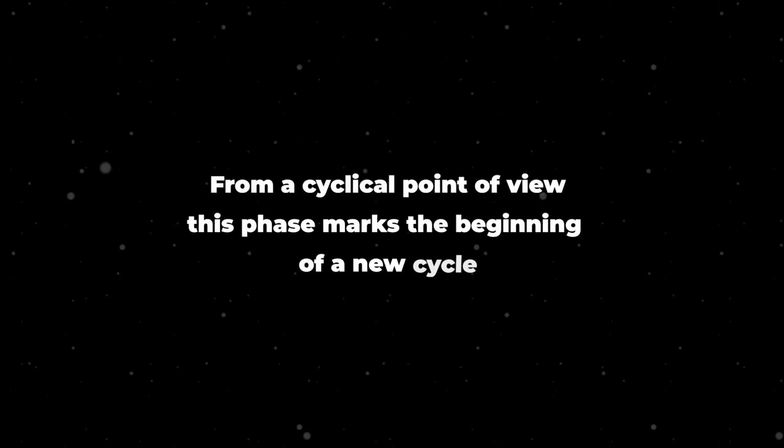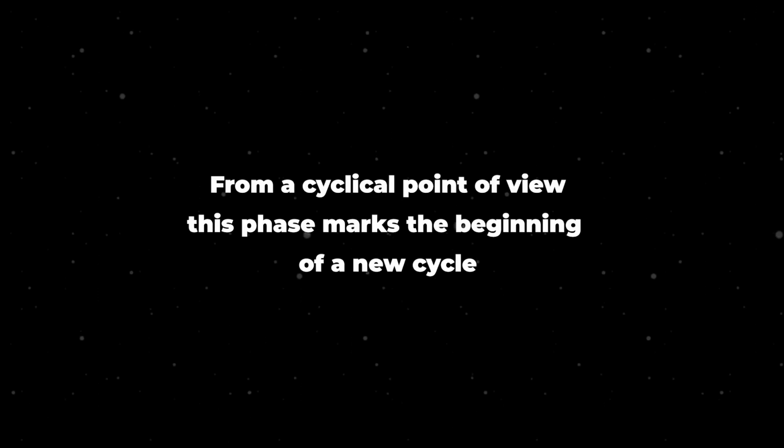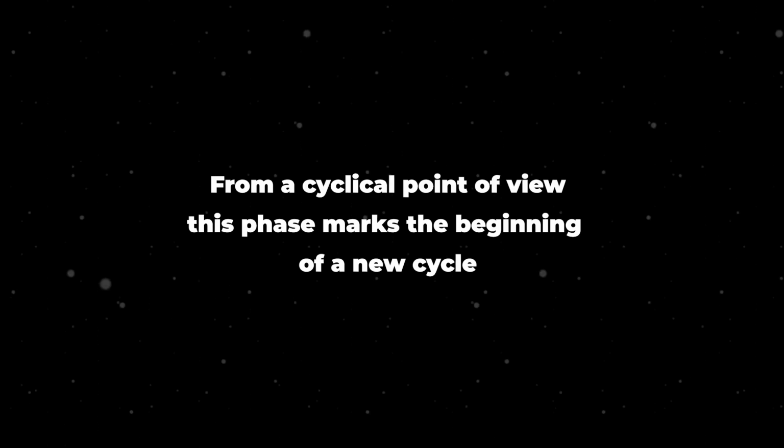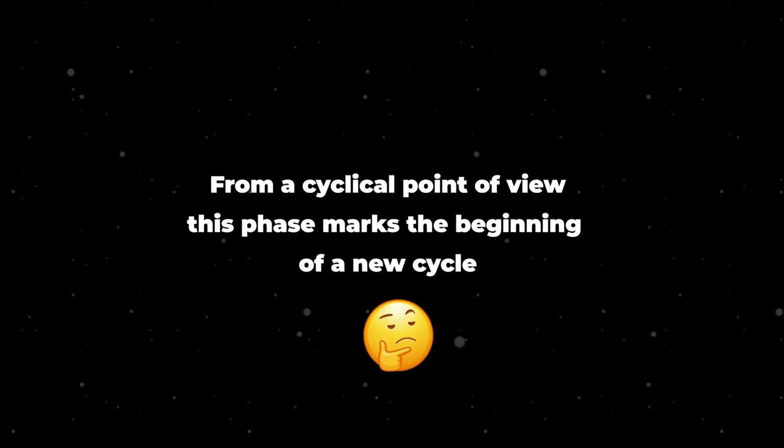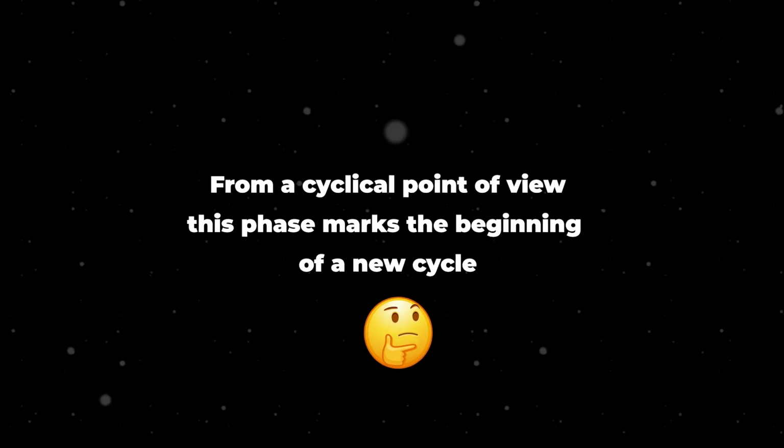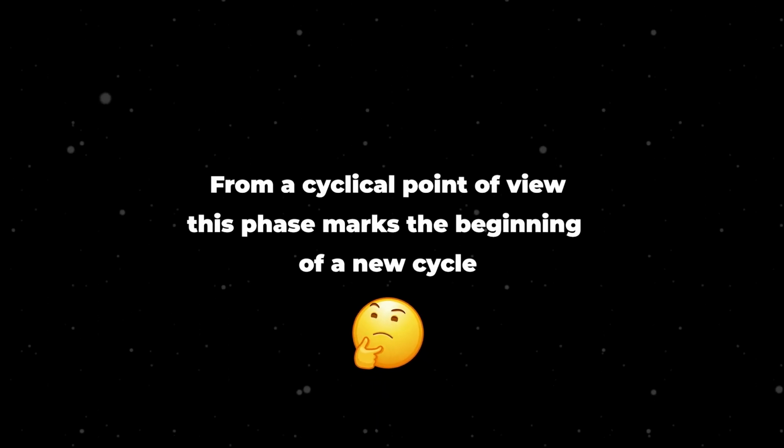During accumulation, almost no one wants to buy because the sentiment is extremely bearish. And this is exactly where professional traders start positioning themselves. From a cyclical point of view, this phase marks the beginning of a new cycle. In crypto, this often aligns with lows after a major crash, the final part of the Bitcoin halving cycle, a clear cooling of retail interest.